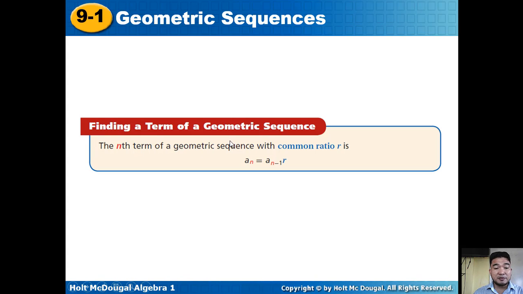Finding a term of a geometric sequence. The nth term of a geometric sequence with common ratio R is A sub n equals A sub n minus 1 times R. So this is how you can solve for the term of a geometric sequence. Papaano ninyo makukuha yung hinahanap na geometric sequence? So that is only A sub n equals A sub n minus 1 times R.